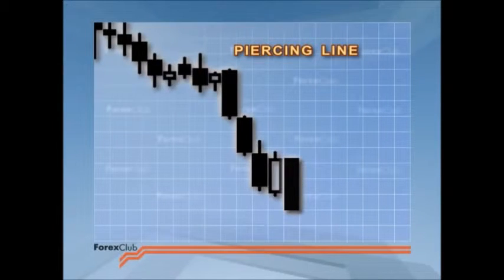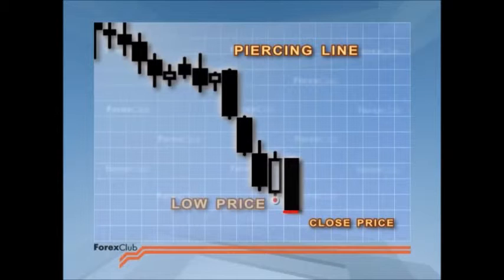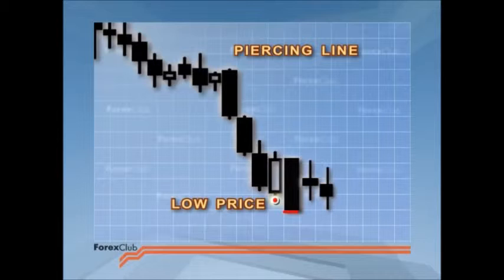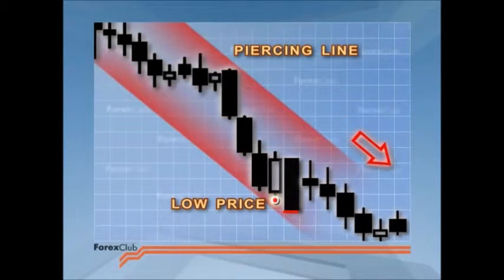However, if our pattern is followed by a long black that closes below the low set by the bullish piercing line, or if the following long black engulfs the white, then a continuation of the downtrend is a distinct possibility.